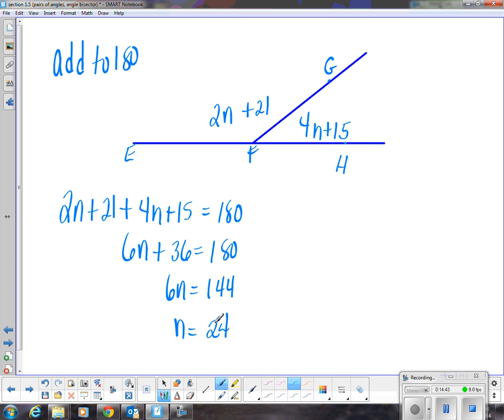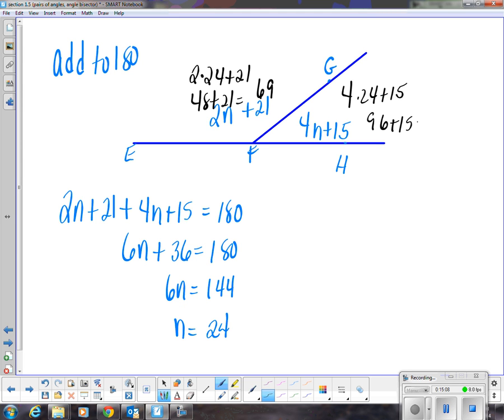Now notice they want to know the measure of this angle and the measure of that angle. So this angle is going to be 2 times 24 plus 21, which is 48 plus 21, which is 69. This angle is going to be 4 times 24 plus 15, and that's 96 plus 15, which is 111. Now, to check, 69 plus 111 should add to give you 180.